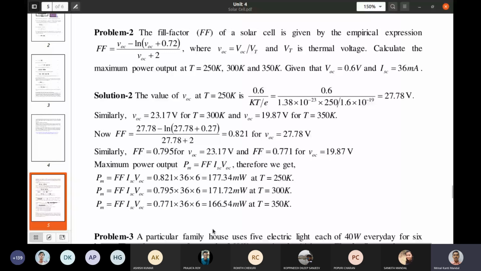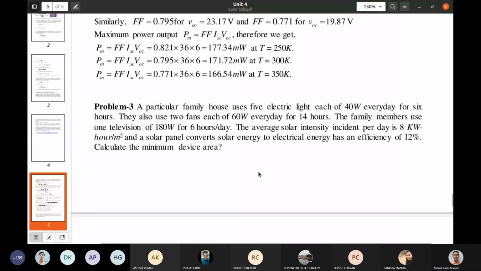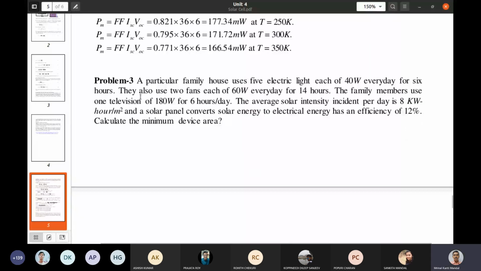Next, we consider another problem. Problem 3. A particular family uses 5 electric lights, each of 40 watt, every day for 6 hours. They also use 2 fans, each of 60 watt every day for 14 hours. The family members use one television, 180 watt for 6 hours per day. The average solar intensity incident per day is 8 kilowatt hour per meter square.